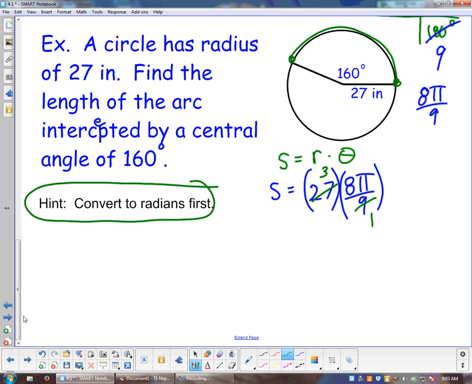9 goes into 9 once and 27 3 times. So I end up with 24 pi, and the units here would always match the units for the radius. The units on the radius was inches, so the units for the arc length here would also be inches. So 24 pi inches for this.